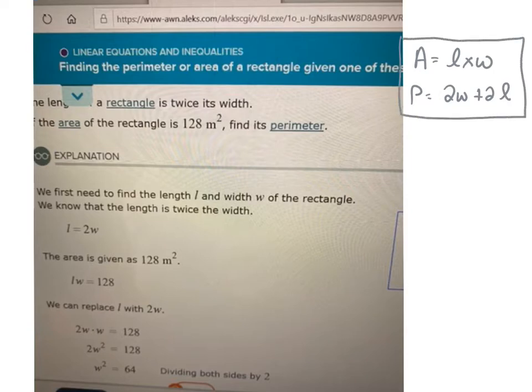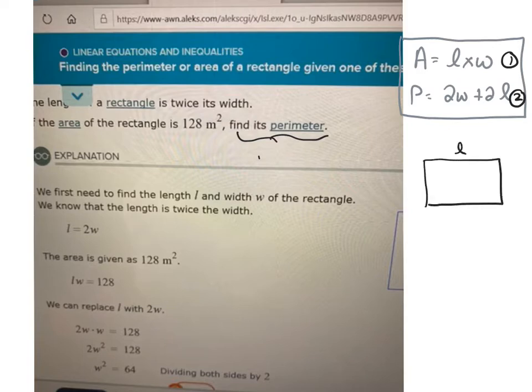Now in this problem, it says that I want to find the perimeter, so I'm going to use this formula second. It's not always like that. Sometimes you'll use this formula first. If you want to find the area, then you'll use the perimeter formula first, and then you'll use the area formula, but very similar.